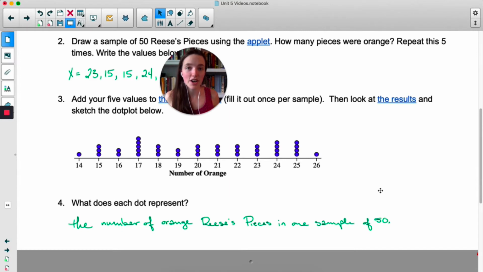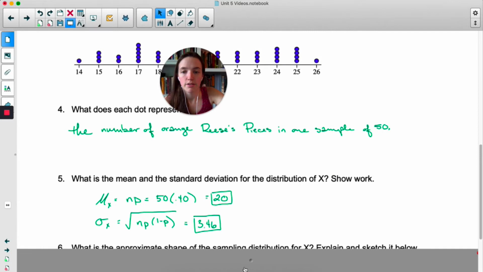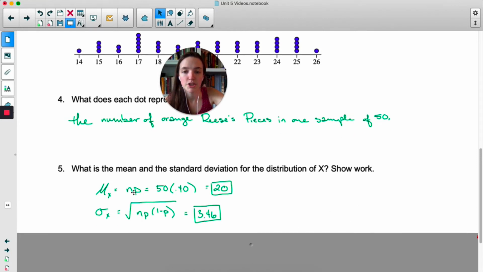All right, each dot in this dot plot represents the number of orange Reese's Pieces from a single sample of size 50. This is a really important concept I'm going to keep bringing your attention back to throughout the next couple videos. What does each dot represent? Each dot represents one sample of 50, and in this case, it's the number of orange candies in that sample of 50. For the mean and the standard deviation, we're just using the formulas that we learned for binomial distributions.